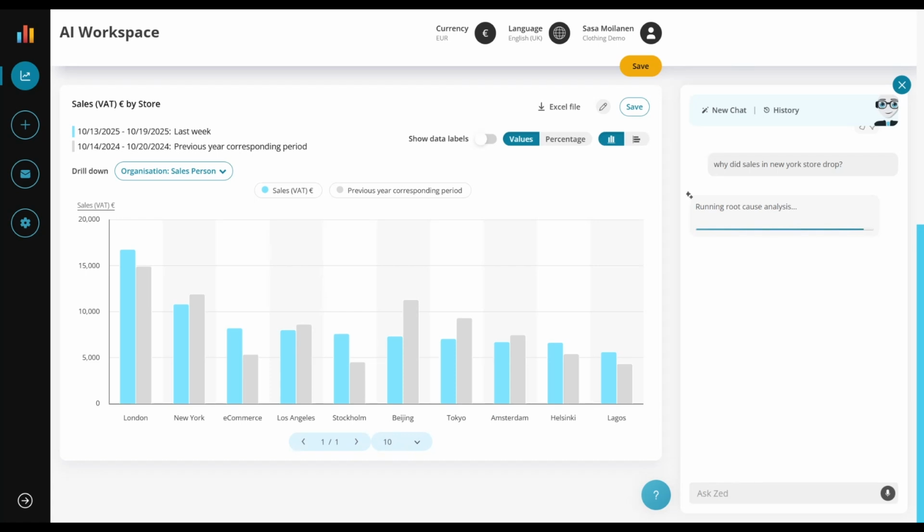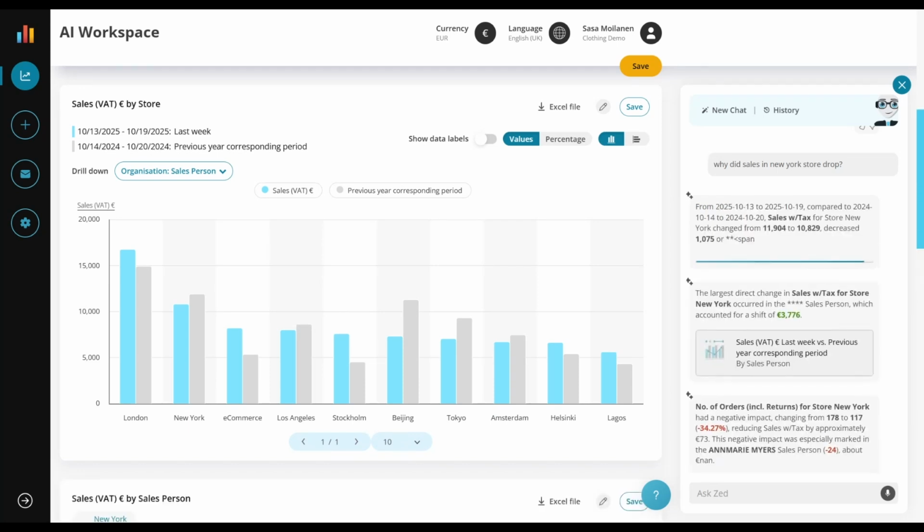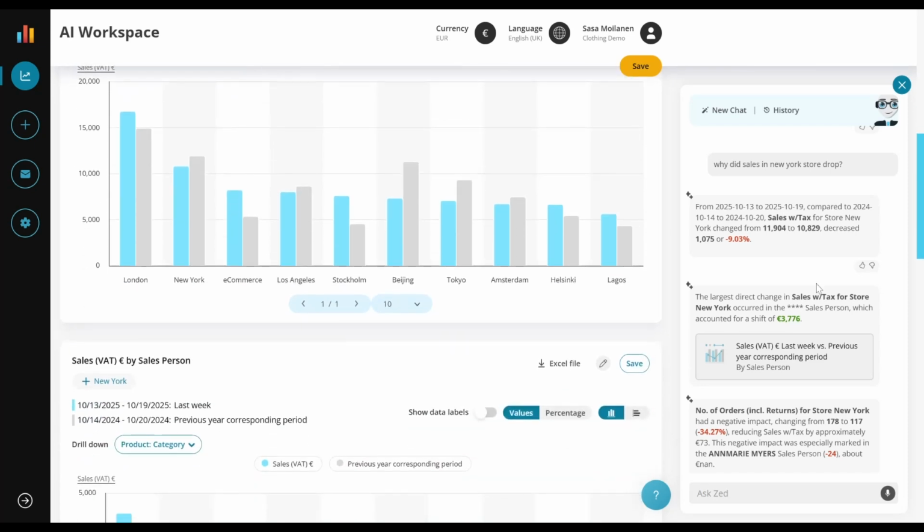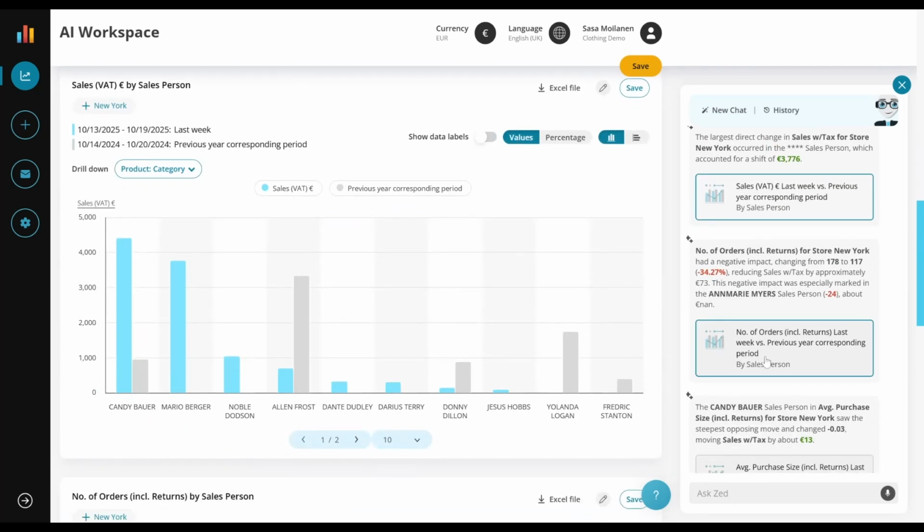but remembering that ZED also does understand synonyms and context pretty well. And now in the background, there's tens and tens of queries running while ZED is trying to understand whether the drop in New York sales is now because of some submetric or because of some dimension. And it actually found one positive thing here first, that there's one salesperson that has helped to lift the sales quite a lot.